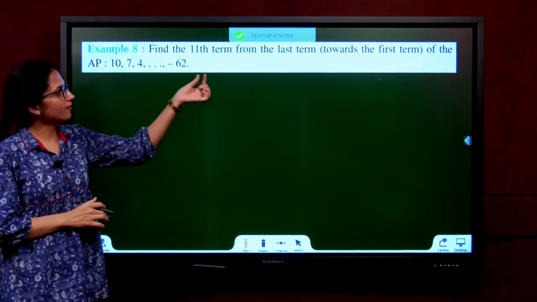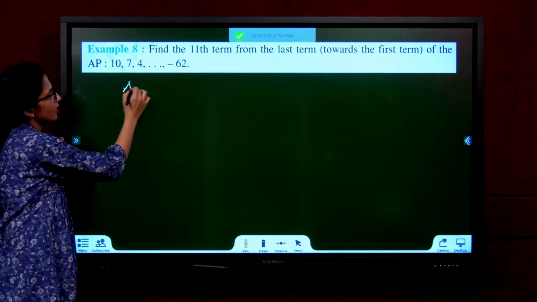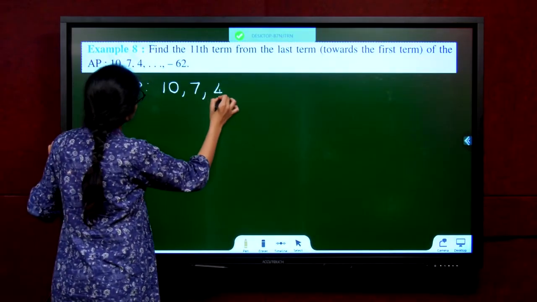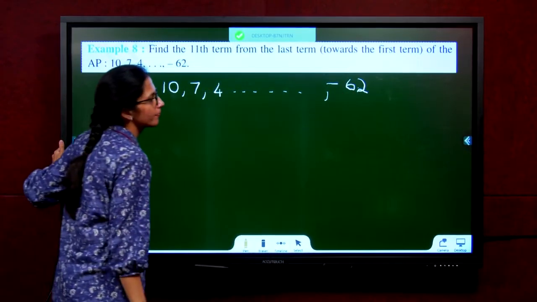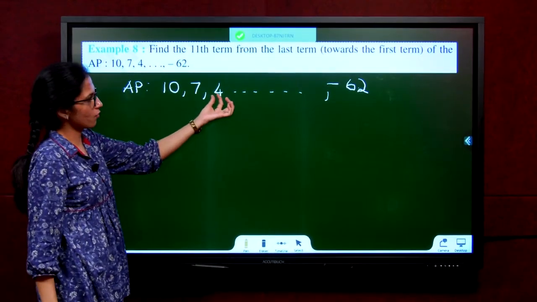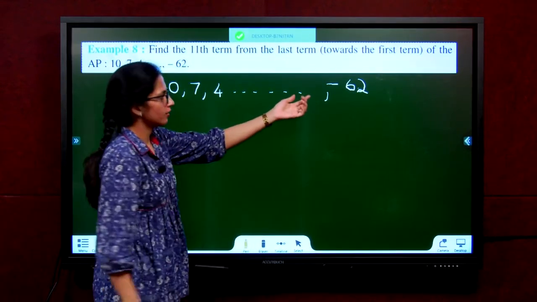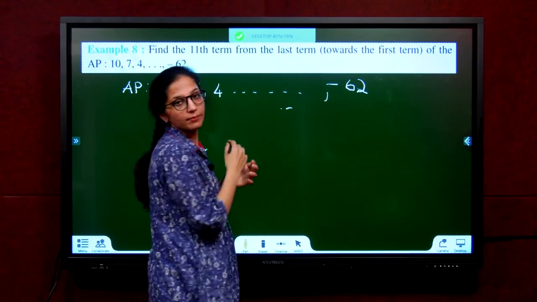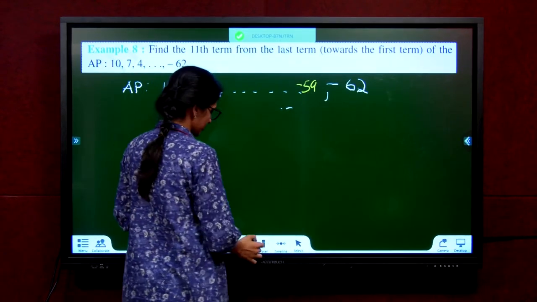Find the 11th term from the last term of the AP. See, they have given an AP here: 10, 7, 4, up to minus 62. 10 minus 3 is 7, 7 minus 3 is 4. So, can you guess this number here? You're doing minus 3 and going. So what will be this number over here? Minus 59, then minus 62.